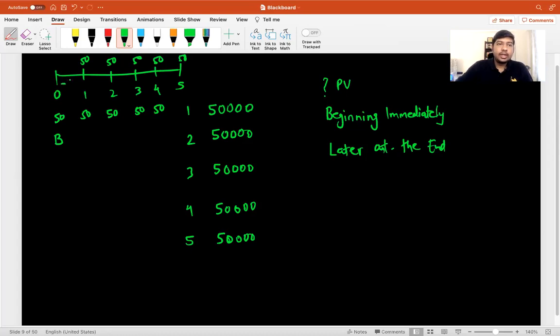Now, this period is basically 1 year. So the ending of 1 year is also the beginning of the second year. I repeat, the period between 0 to 1 is the 1 year period. The ending of 1 year is also the beginning of the second year. This period is 2 years, so the ending of 2 years is also the beginning of the third year, and so on, until the ending of 5 years is also the beginning of 6 years.